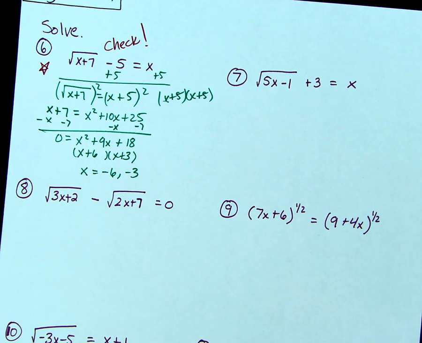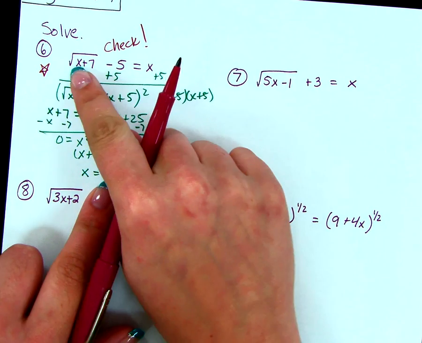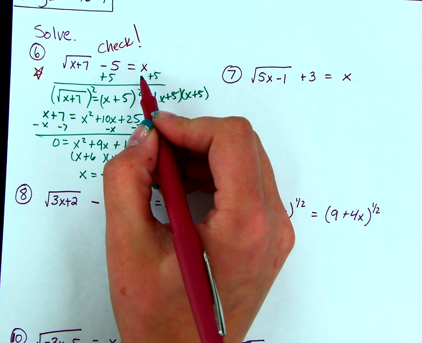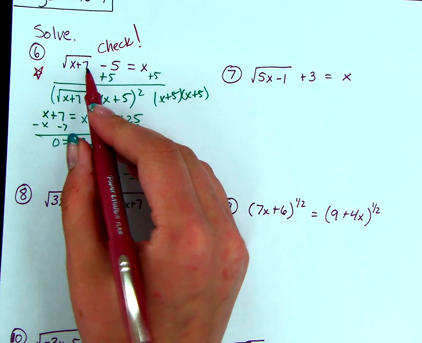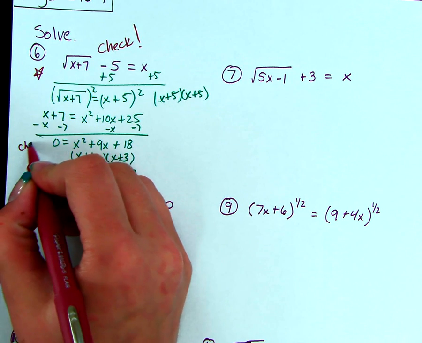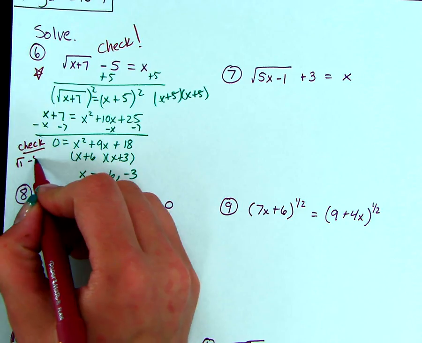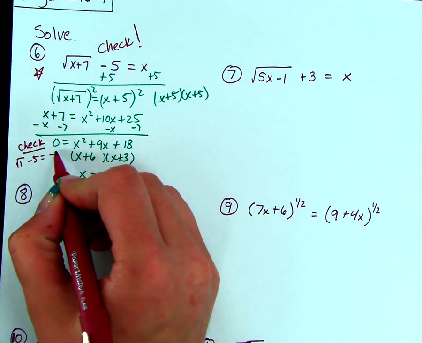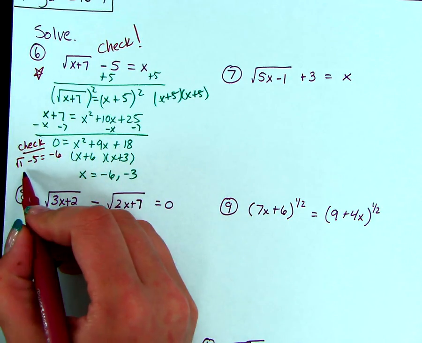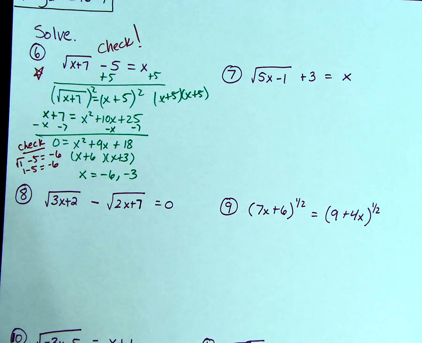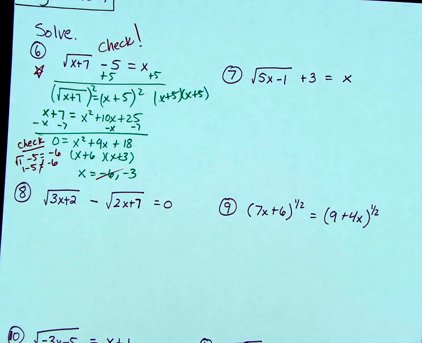All right, so let's start with our negative 6. I'm going to put negative 6 in for the x and in for this x. Negative 6 plus 7, so I'm going to check here, is going to give us 1. So we have the square root of 1 minus 5 equal to negative 6. 1 minus 5 is negative 4, so that is not a true statement. That means negative 6 is our extraneous solution.